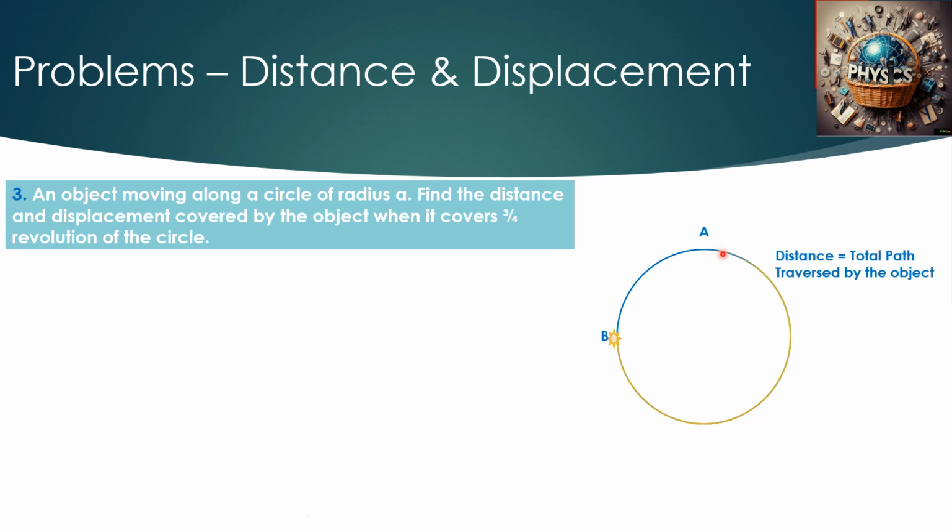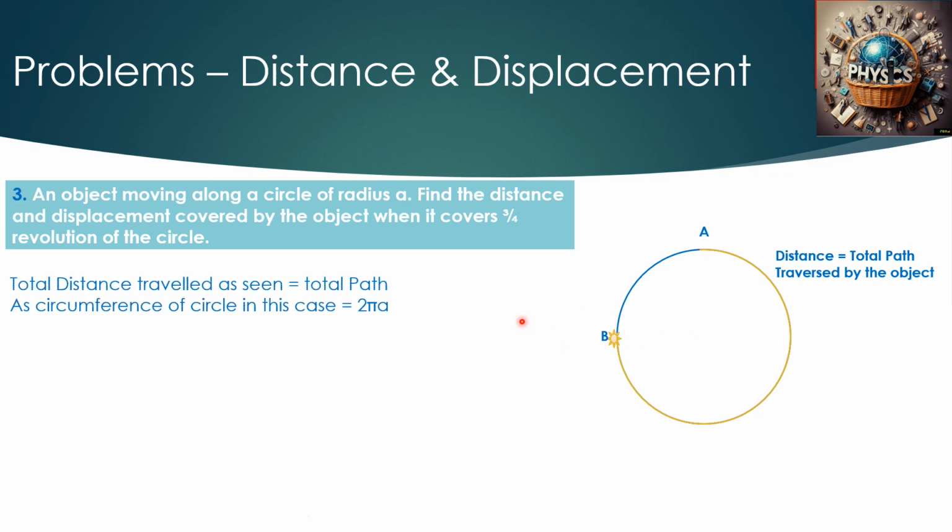Basically, this highlighted portion is the total distance. Now we know the circumference of the circle. So the circumference of a circle in this case will be 2 pi a. And since it has traveled 3/4 of the circle, it is as simple as 3/4 of 2 pi a, nothing but 3 by 2 pi a. So that is the distance the object has traveled.